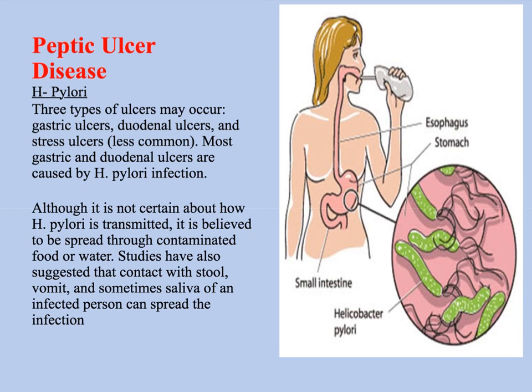And I told you we would visit that H. pylori again. So gastric and duodenal ulcers are caused by H. pylori. Most of them are. So this is just kind of a review of what we already talked about. H. pylori, it's not certain how it's transmitted, but it is a bacteria. And it's believed to be spread through contaminated food and water. Studies have also suggested that contact with stool, vomit, and sometimes saliva of an infected person can spread the infection.